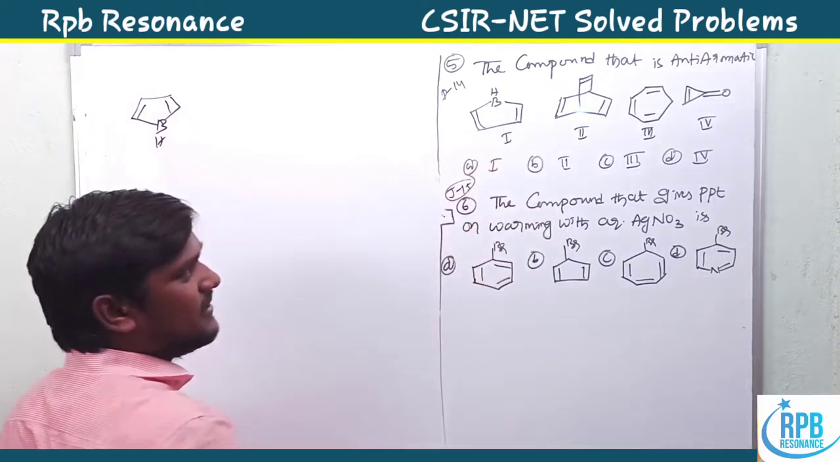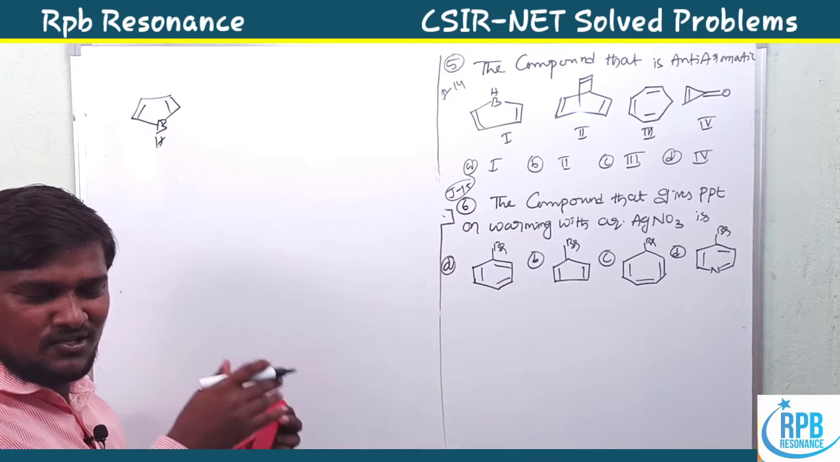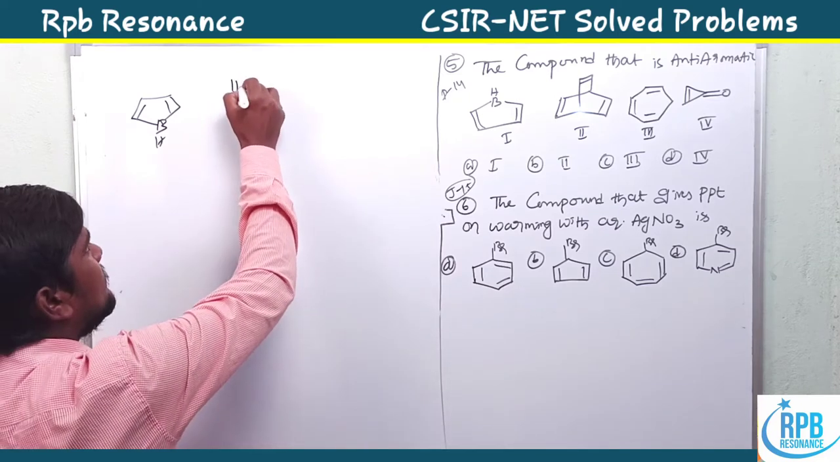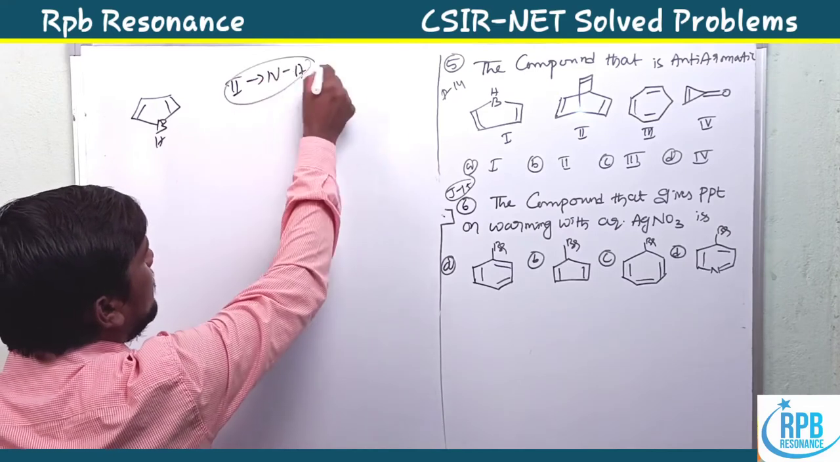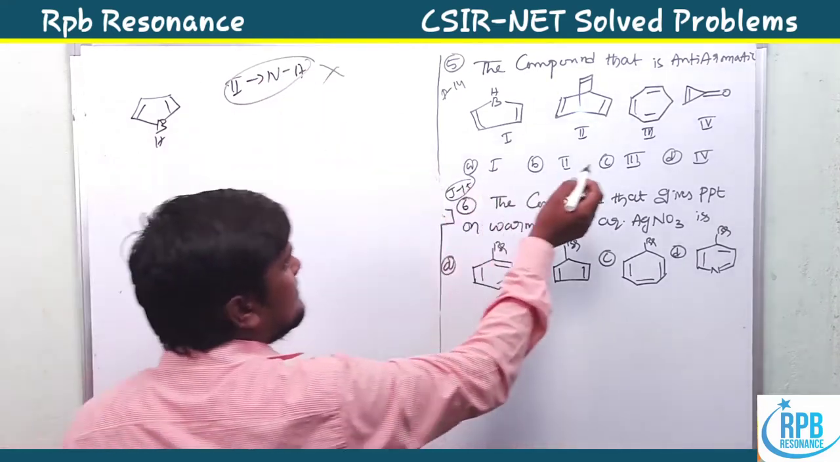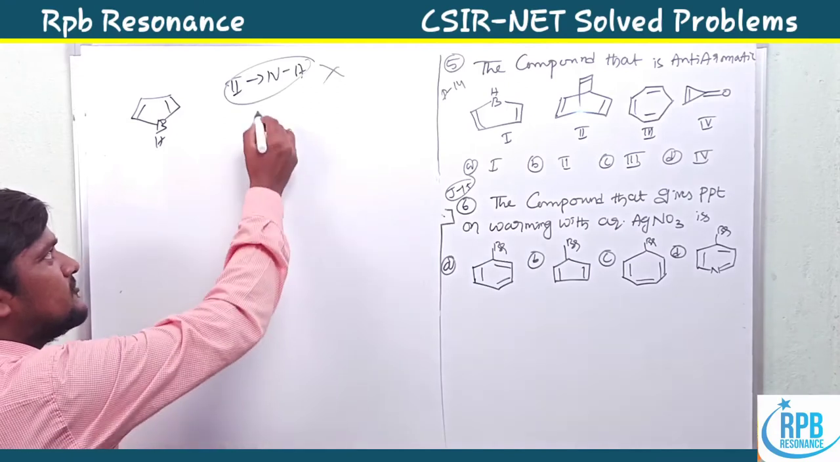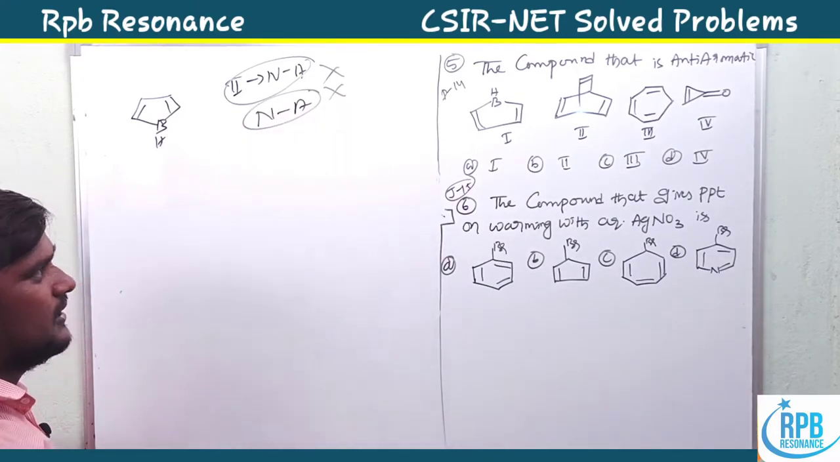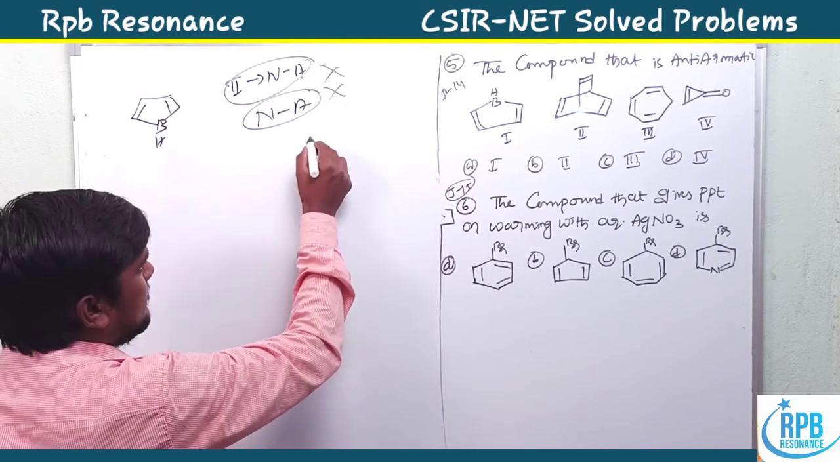So the second system itself is not aromatic or anti-aromatic. Due to the non-planarity, the second is non-aromatic, so this is ruled out. Now the third system, here the sp3 carbon atom is there, that's why it is also non-aromatic. So this is also ruled out. So second and third are ruled out. Now the first and fourth options are remaining.